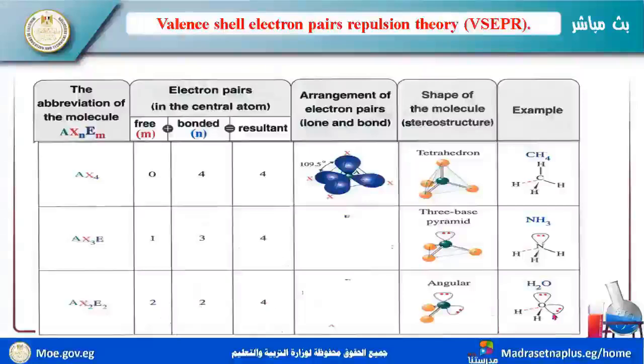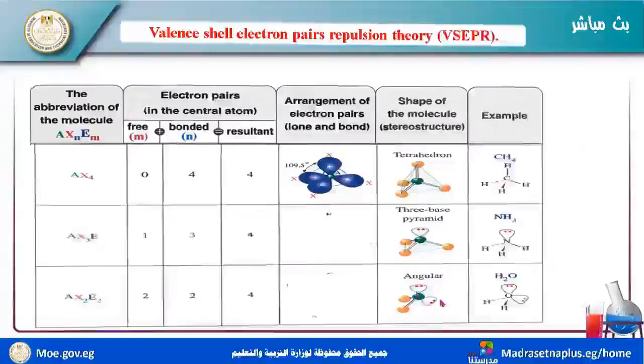This is H2O. I have 2 lone pairs and 2 bonded pairs, AX2E2. They are related in the shapes of the molecules. Now we have the shape, which is angular. This is the angular shape. Now we finished.